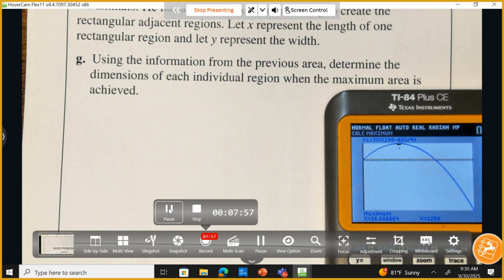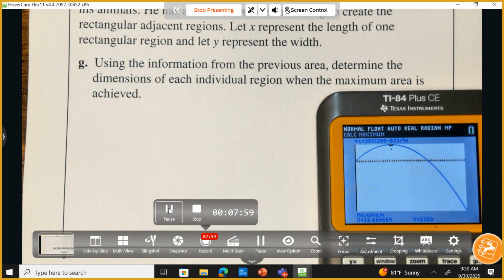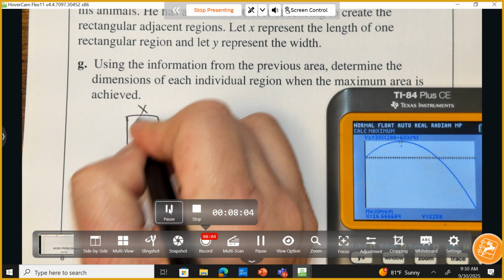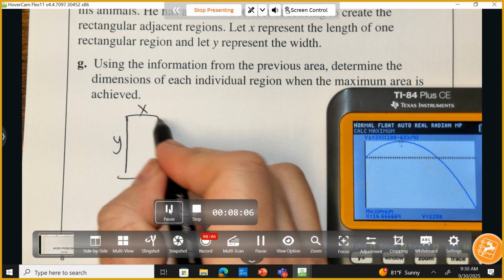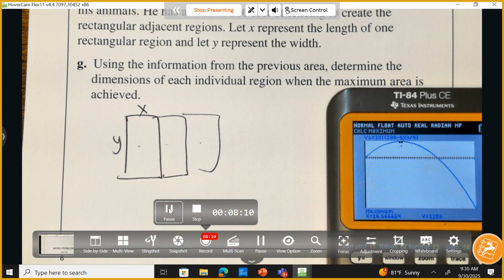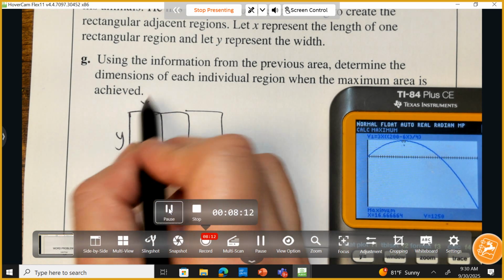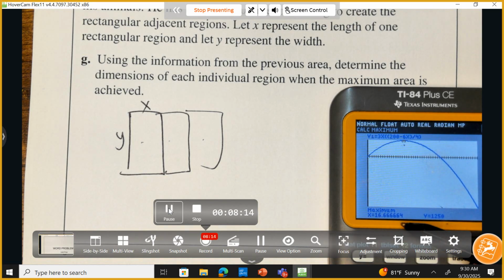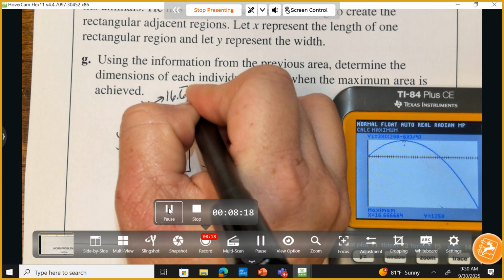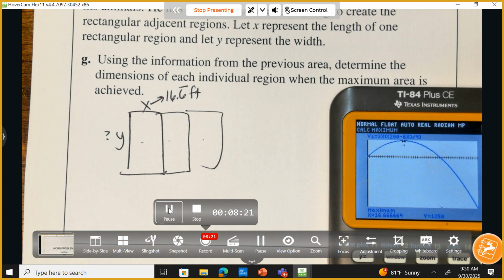Using that information, when we have a maximum area, determine the dimensions. Again, dimensions look like this. There's 3 of these, and we're talking about the dimensions of just one of these rectangular regions. We know they're all equivalent in size. When we hit this maximum, we can see that x is equivalent to 16.6 repeating feet. We need to know what y is, representing the width. There are 2 ways to do this, and you're going to have to replicate this in the next problem.